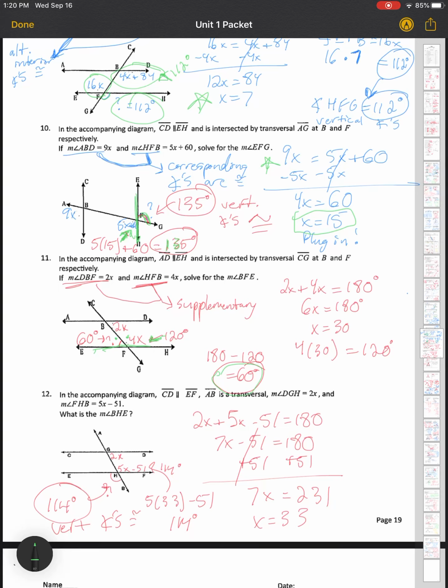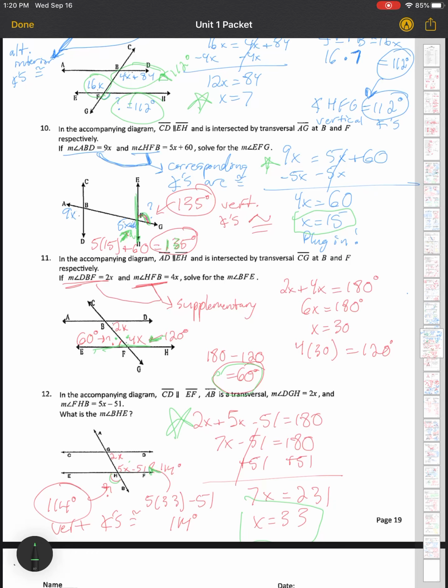The last one, we're given 2x for angle DGH, and FHB is 5x minus 51. These are, again, same side interior angles, so I add them together and set it equal to 180. When I solve, I get x is 33. I'm looking for angle BHE.